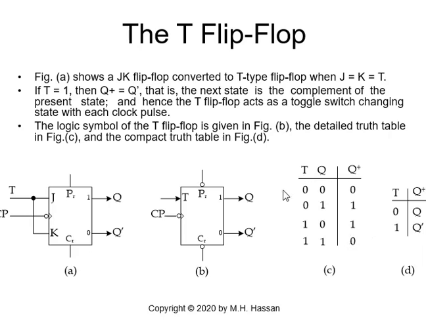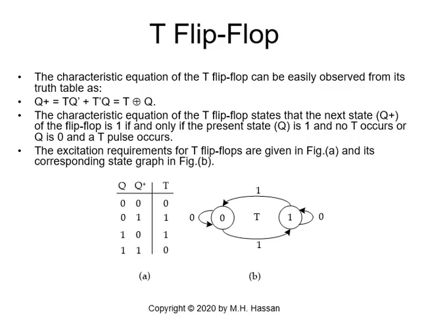Based on this table, we can establish the characteristic equation. Just as we talked about the characteristic equation, Q plus will be equal to T Q prime or T prime Q, which is equal to T exclusive OR Q.